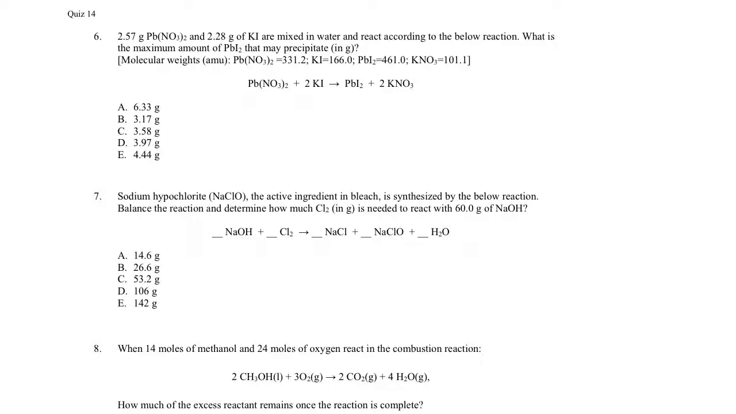calculate things too often. So the problem-solving approach I'm going to do here is to say the maximum amount of PbI2 that can be made. Well, why don't I just start with it? Why don't I solve for the grams of PbI2 that we can make using each of the reactants? 2.57 grams of the lead nitrate versus using all of the KI.